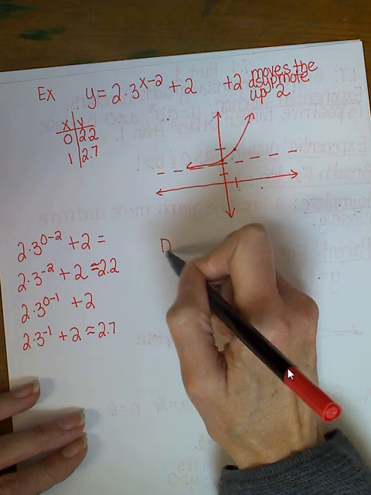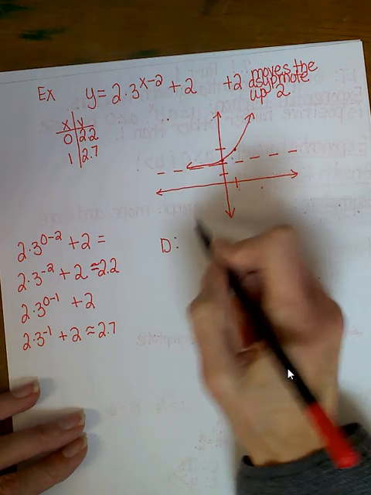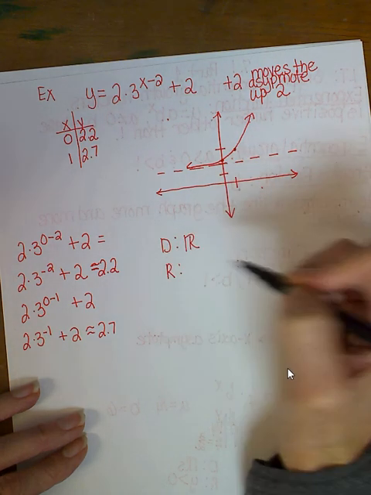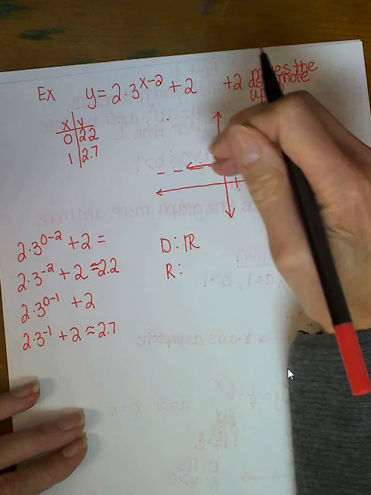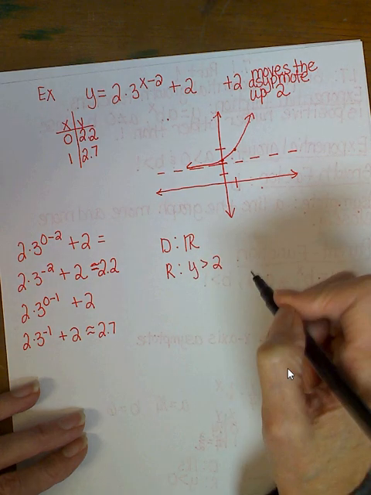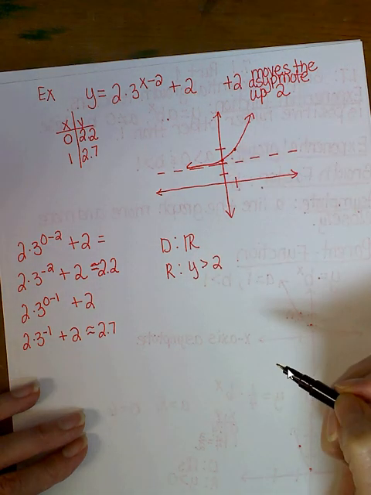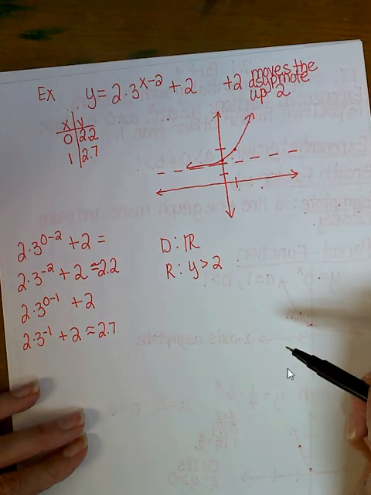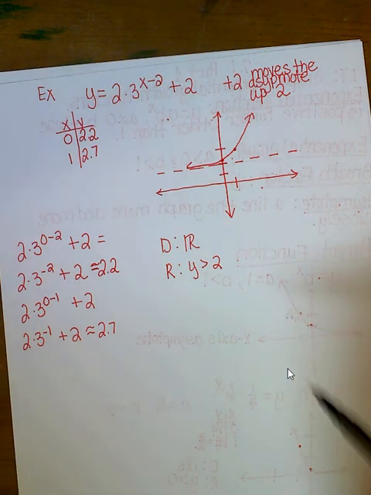So domain, this is again going to cover the x-axis, so it's all reals, but the y values have moved up 2. So now they have to be greater than 2 because there's no y values underneath 2. Okay, and you know that because of this plus 2 on the outside. And I really want you to practice your domain and range on all of these. Your domain for all of these is going to be all reals, but your range will change. Okay, that's the end of part 1.